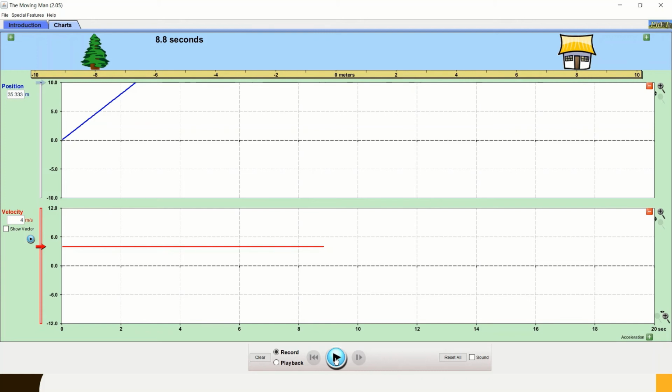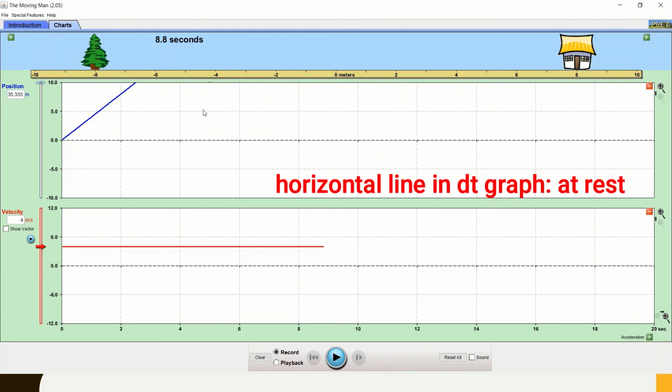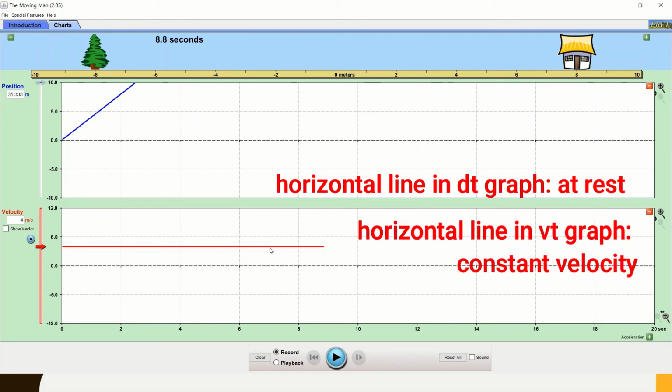But when we compare it to the position time graph's straight line, what does it mean? Horizontal line. Here in the position time graph, if you have a horizontal line, it means that it is not moving. However, for a velocity time graph, if you have a horizontal line, not in the x-axis, not staying in the zero value, it means that the object is still moving at a constant velocity. So I hope this one is clear.